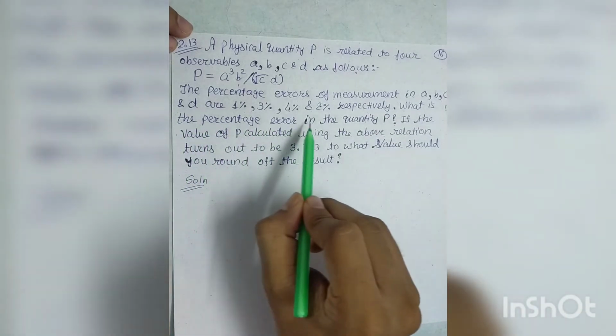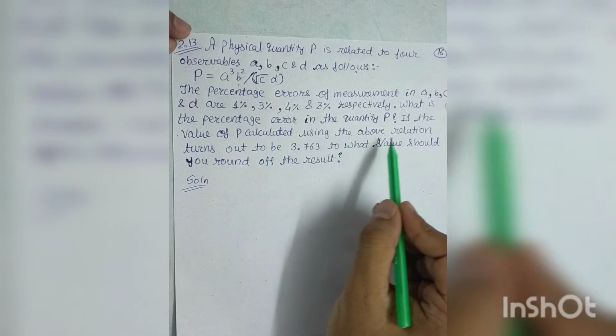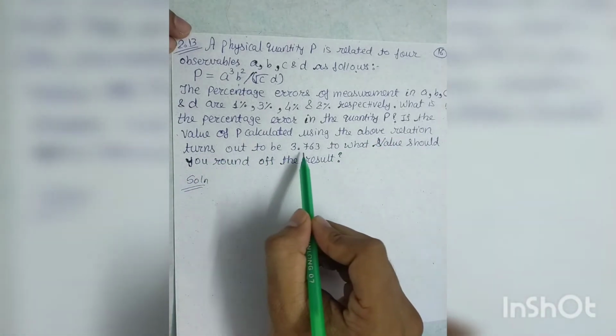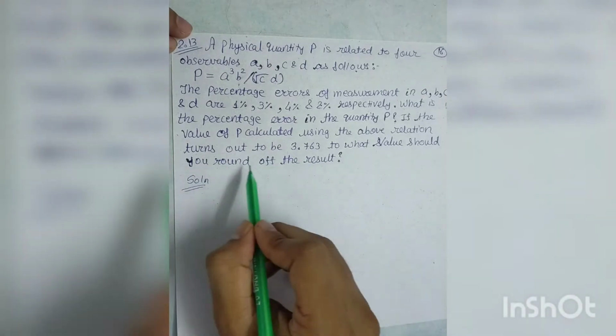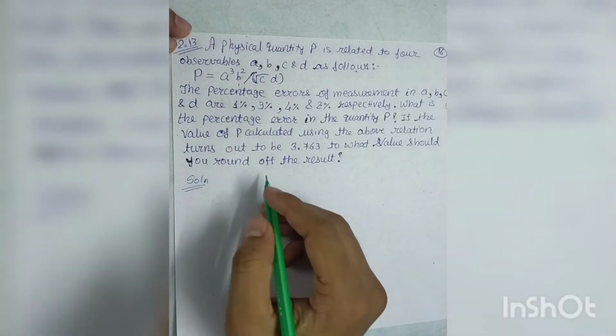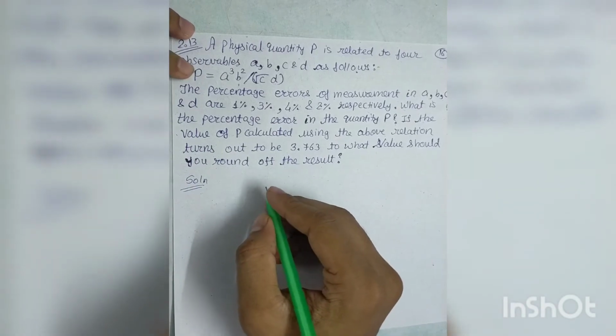What is the percentage error in the quantity P if the value of P calculated using the above relation turns out to be 3.763? To what value should you round off the result? Okay, so here first of all let us find the percentage error in P.